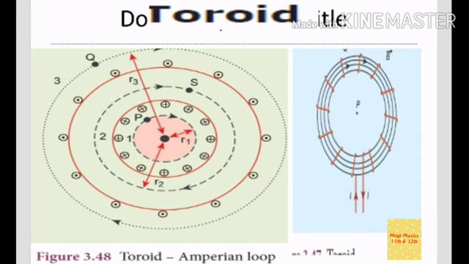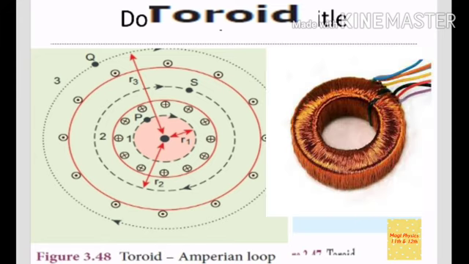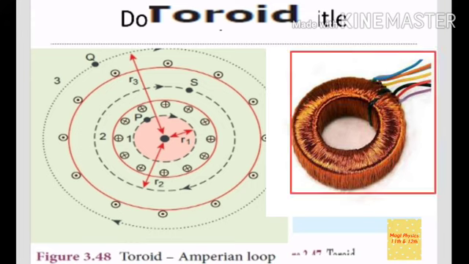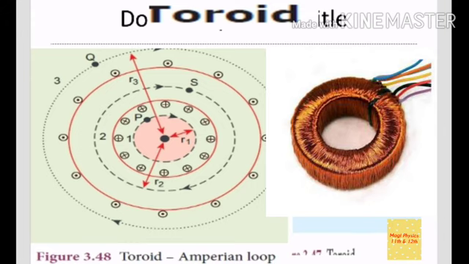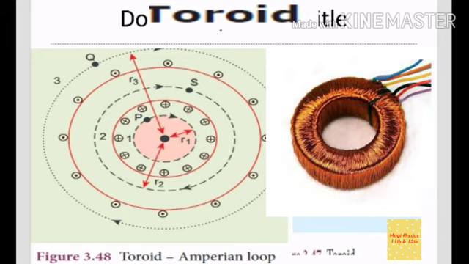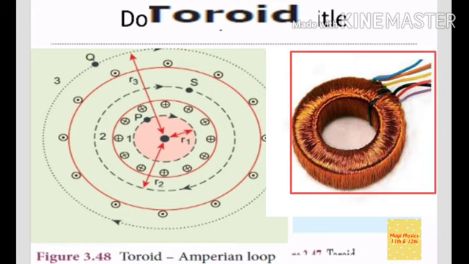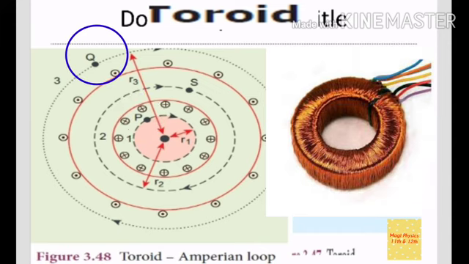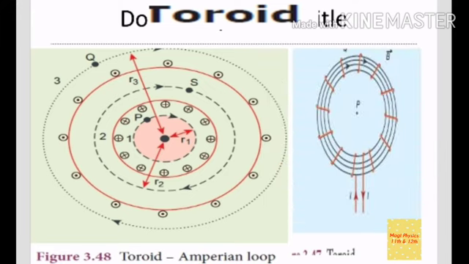Next one is about the toroid. What is a toroid? When a solenoid is bent in such a way that its ends are joined together to form a closed ring shape, as shown in the figure, it is called a toroid. Now we have to examine the magnetic field at point P, which is inside the toroid, at point Q outside the toroid, and at point S, which is lying within the toroid.